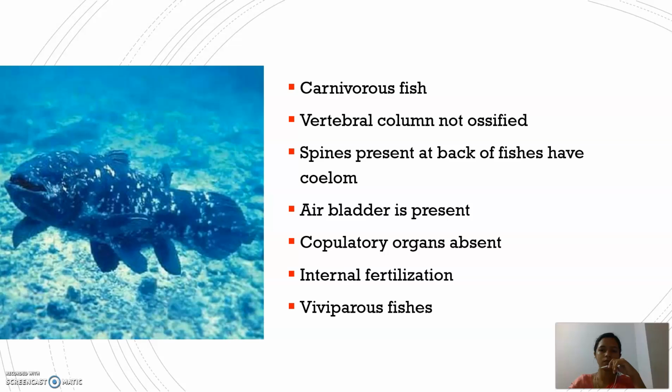Latimeria are carnivorous fishes whose vertebral column is not ossified. The spine present at the back of the fish has a coelom. Copulatory organs are absent. They exhibit internal fertilization and are viviparous.